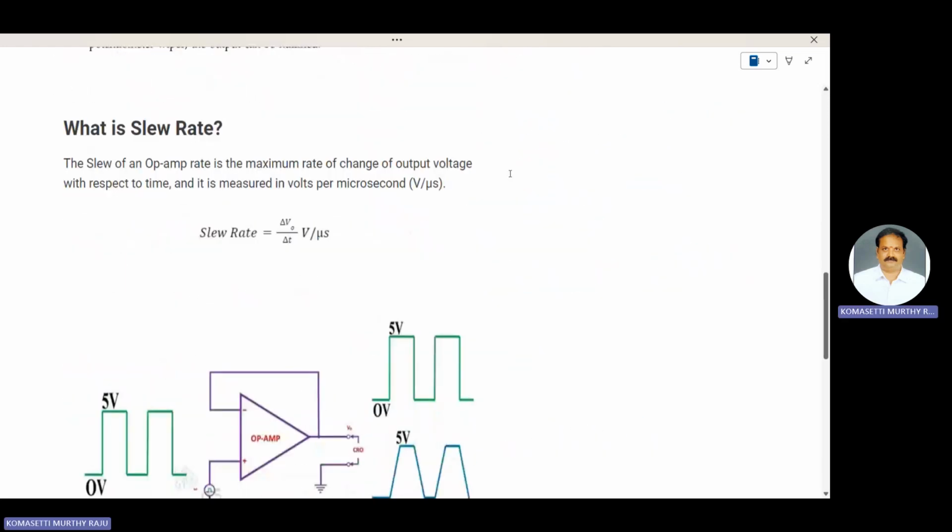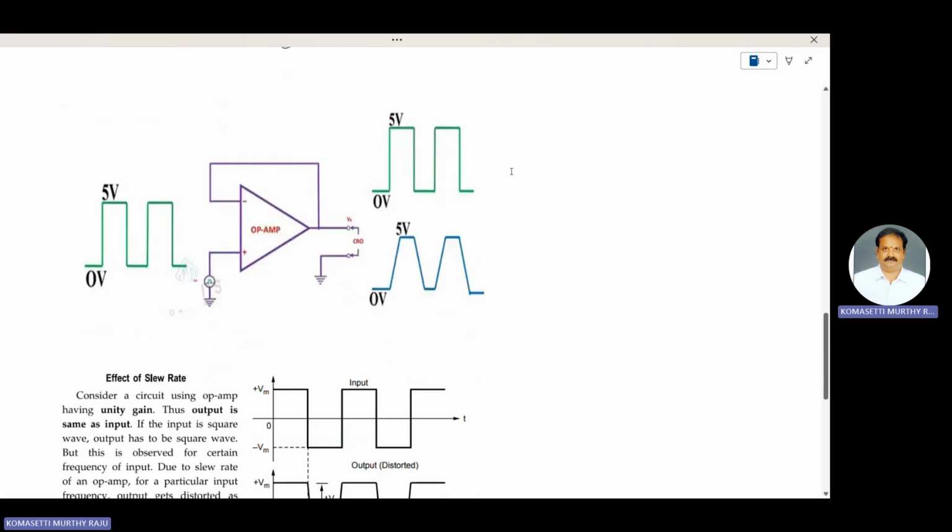What is the slew rate? Slew rate is an important parameter of the op-amp. The slew rate of an op-amp is the maximum rate of change of output voltage with respect to time, and is measured in volts per microsecond. That is delta V naught with respect to delta t. Voltage is measured in volts, delta t is measured in microseconds.